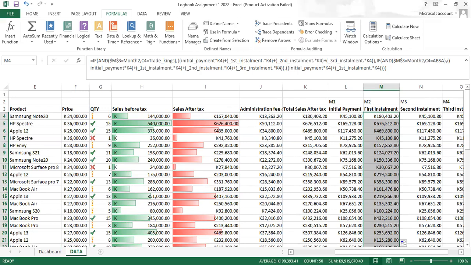Sorry, coach. Should we press enter after that? After you have gone up to the last part, you put the brackets. Yes, you put three brackets. There'll be just three brackets. The last one should be black. Then you enter it. Then you autofill. So if it's ABSA there, it's supposed to give you 180 because that's the total.